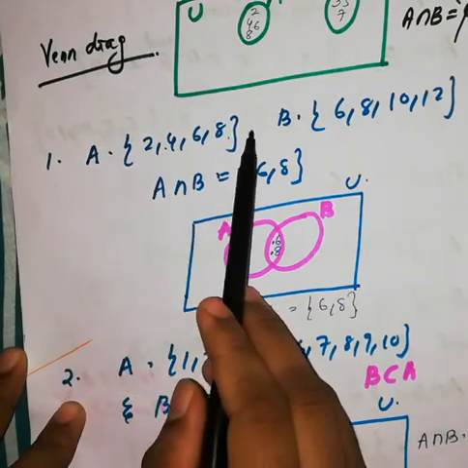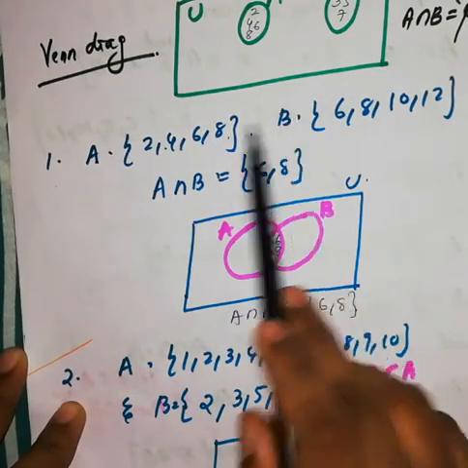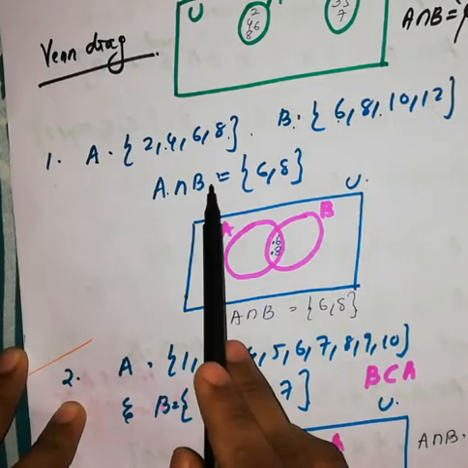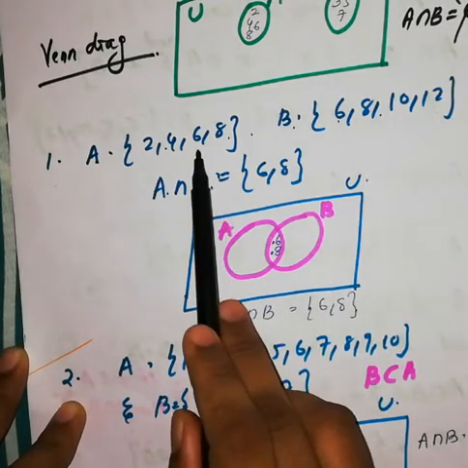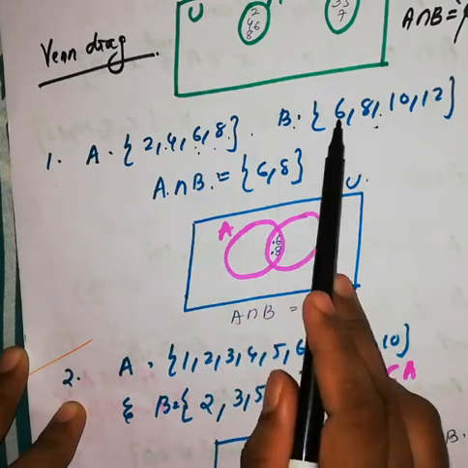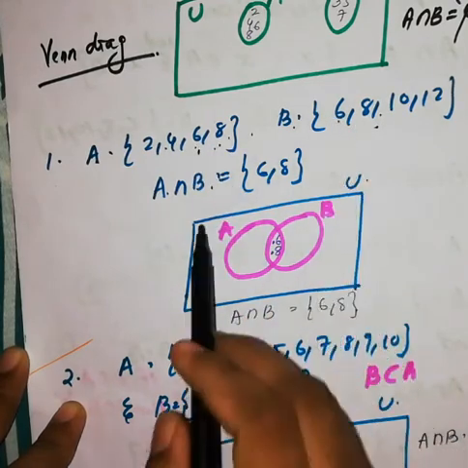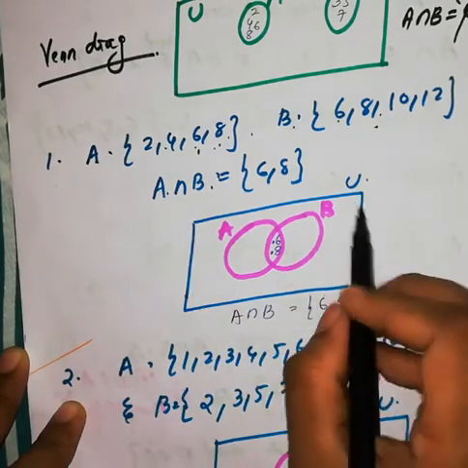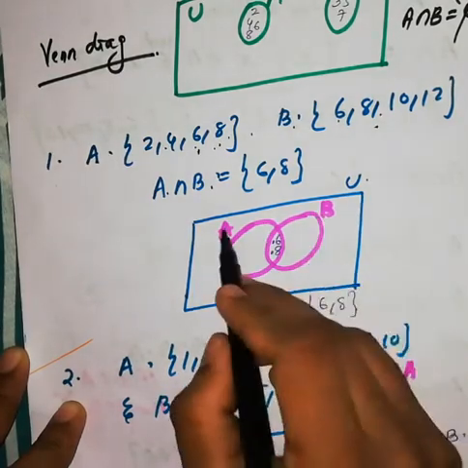So in the first example we are going to draw the Venn diagram. A is 2, 4, 6, 8. We discussed this example. B is equal to 6, 8, 10, 12. And what is A intersection B? We know that it is the common elements of both the sets. That means here the common elements are 6, 8.